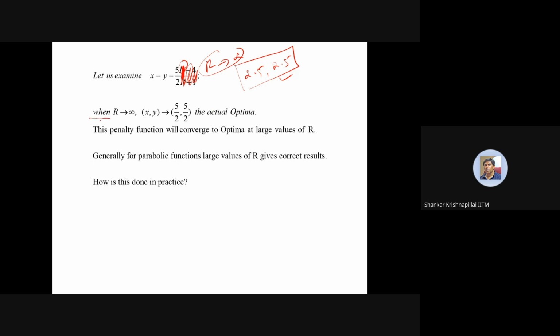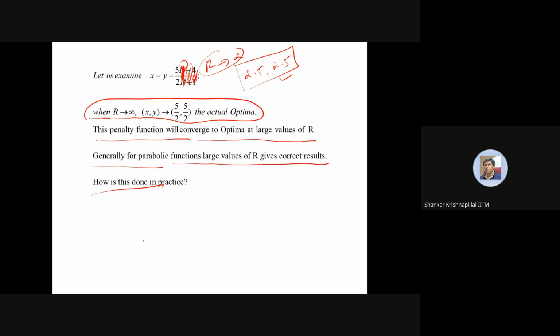So that is what is written here. When R tends to infinity, x and y tend to 2.5, 2.5, the correct optimum. So this penalty function will converge to the optimum only at large values of R. Generally for the parabolic penalty function, large values of R will give the correct results. So how is this done in practice? The purpose of this analytical method is just to show that large values of R will lead to convergence of the parabolic penalty function.